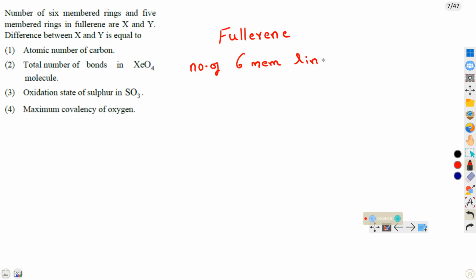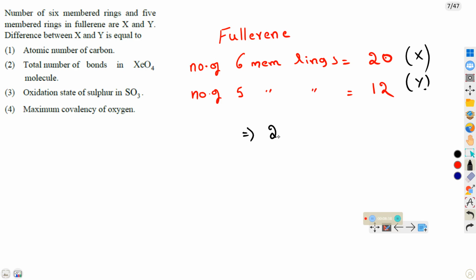Number of 6-membered rings is equal to 20. Number of 5-membered rings is equal to 12. So this is the x value and this is the y value. The difference between x and y is 20 minus 12, which is equal to 8. The atomic number of carbon is 6, so the first option is wrong.